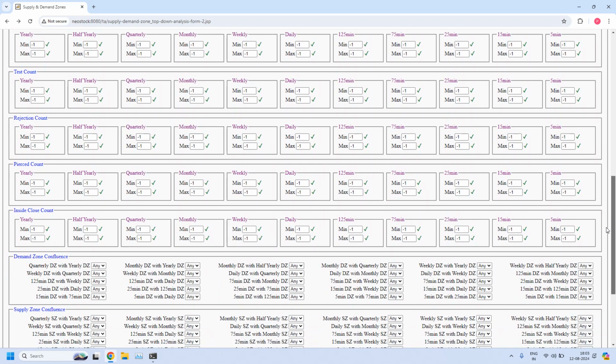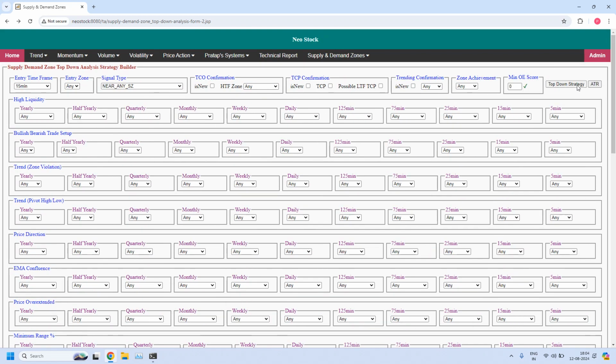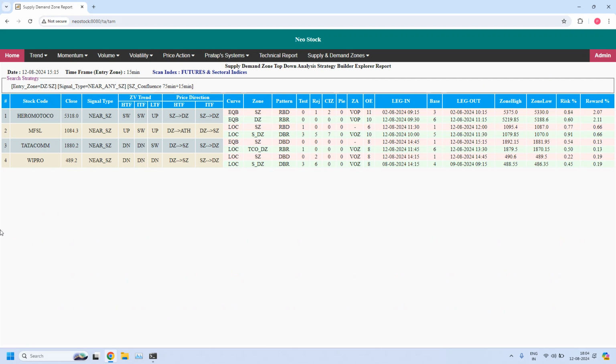Now we need to look for supply zone confluence. So this 15 minute supply zone with 75 minute supply zone I am enabling. So it is an LTF and ITF confluence. Let us check. Now 4 stocks are filtered. These 4 stocks' supply zones are having confluence with the 75 minutes time frame. That is what we have filtered here.